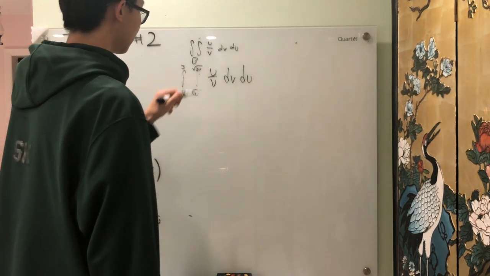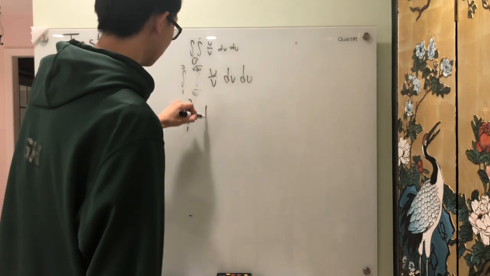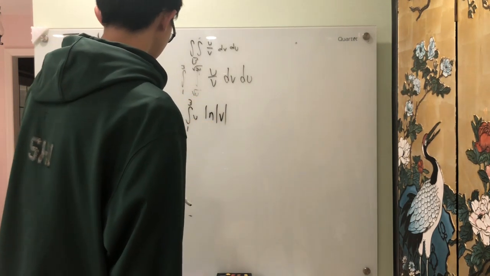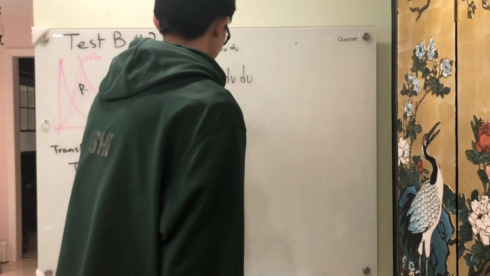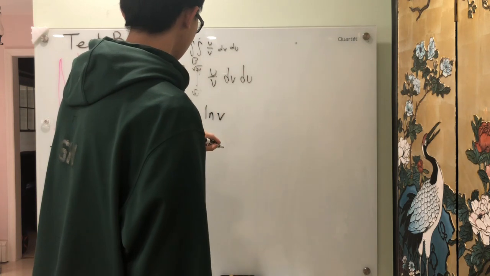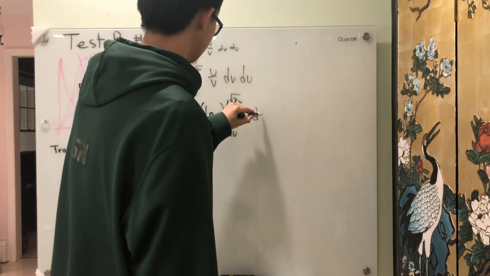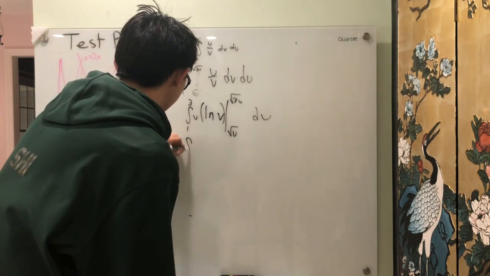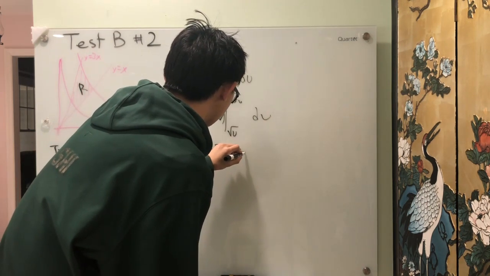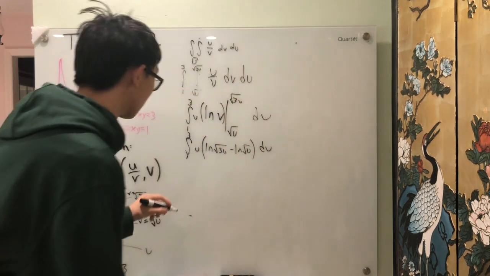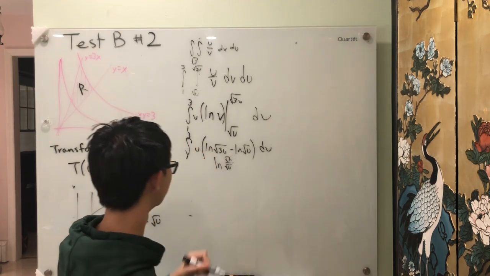First integrating with respect to v, u is a constant, so we can take that out. And the rest of this, 1 over v, becomes the natural log of the absolute value of v. Though v is entirely positive, so that's effectively the natural log of v, from square root 3u to square root u. Substituting this in, we get u times ln square root 3u minus ln square root u. And through log rules, this is equivalent to the natural log of square root 3u over square root u. u can't be 0, so this is fine.